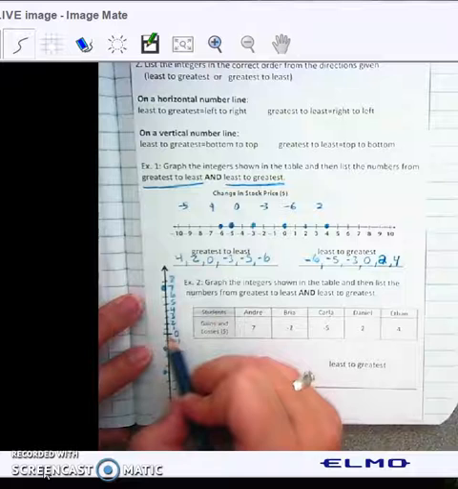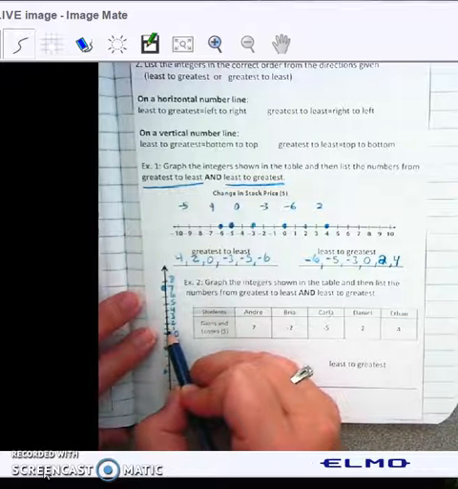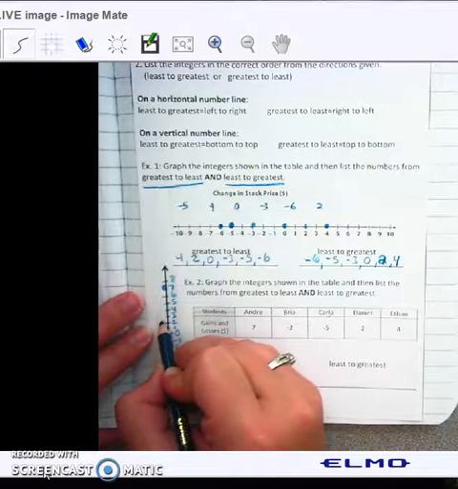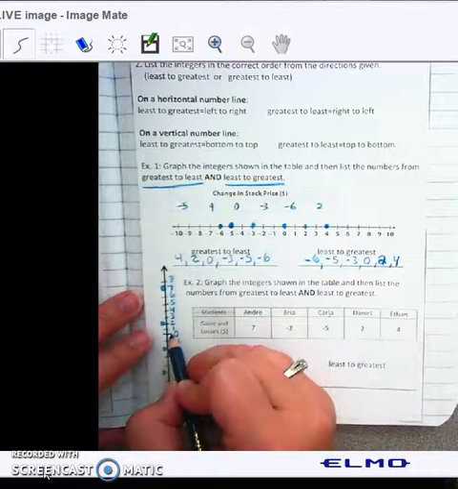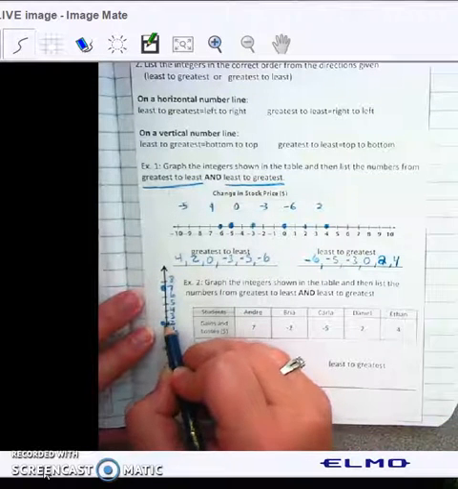Daniel has positive 2. So we're going to go to 0 and go up 1, up 2. And Ethan has positive 4. So we're going to start at 0 and go up 4. 1, 2, 3, 4.